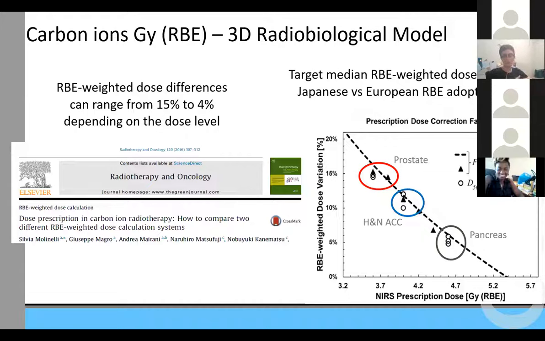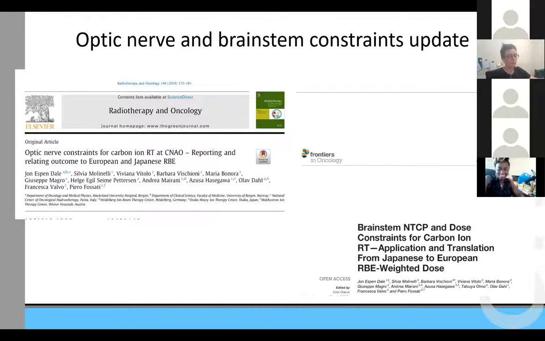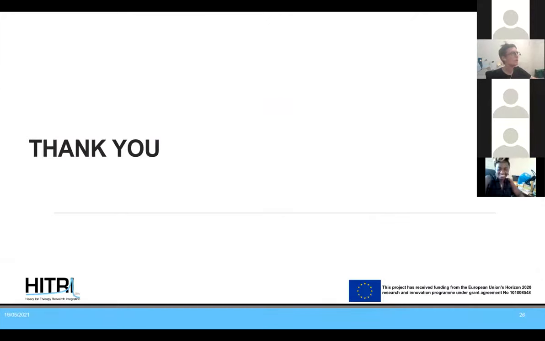So we actually corrected our prescription dose based on this. And we also did a retrospective analysis of this approach, where we realized that the prescribed doses were correct, but we had been too conservative maybe on the constraints, because we didn't correct for the biological model in the organ-centric constraints used for planning. And this is something we have done now, actually, for the optic pathways, the brainstem and the rectum. And this was just a very fast overview because I didn't really know what you wanted to know.